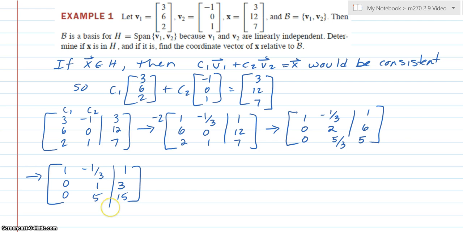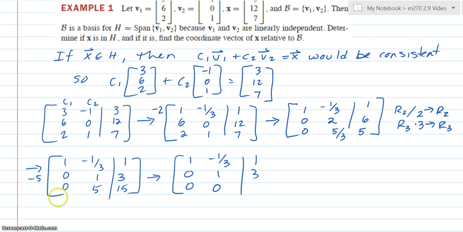I can write down what I did. So I just took row 2 and divided by 2, put it back into row 2, and then I took row 3, multiplied by 3, just to get rid of the fraction, and put back in row 3. You can see here we're going to actually get a row of zeros now, aren't we? Because I'm going to multiply the second row by negative 5, added to the third row. So it'll be 0, 0, and another 0. So there it is.